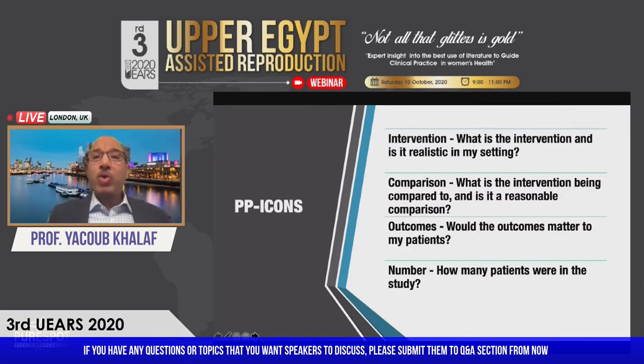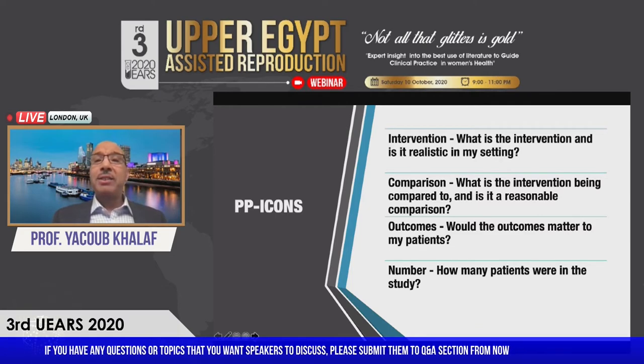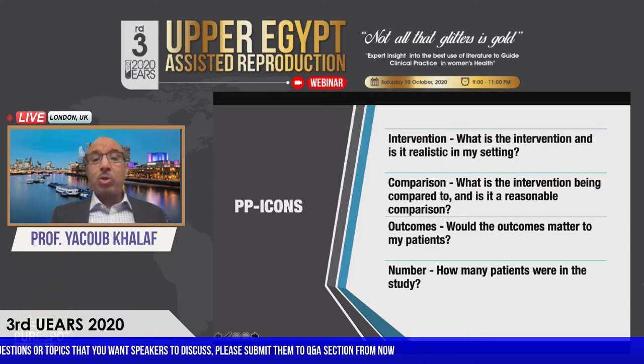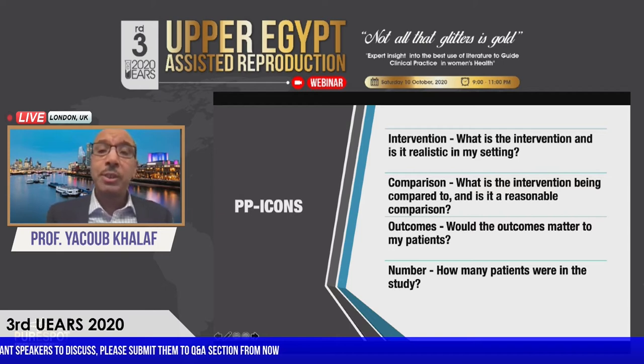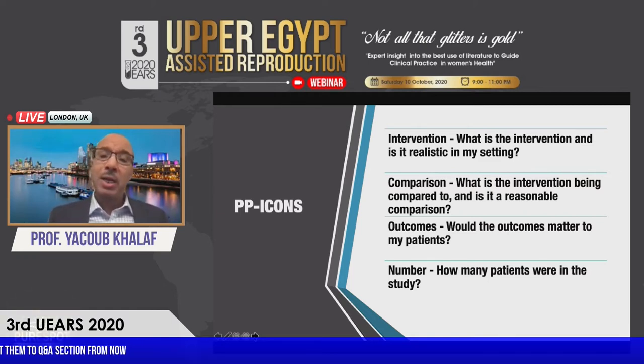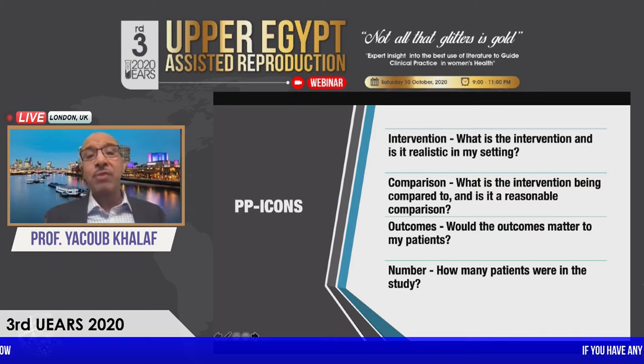Then I for intervention. What is the intervention and is it realistic in my setting? If people are studying egg donation, again, it's something else. You lose interest all of a sudden because egg donation is not accepted in your society and you'll have to struggle with management of poor responders a little bit further. Comparison: what is the intervention being compared to and is it a reasonable comparison? Because sometimes people will indulge and insidiously compare apples and oranges, and then any conclusion will be invalid.